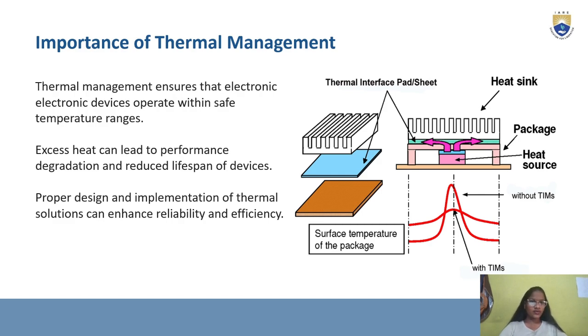Now, here we have a thermal interface, and the upper part is known as the heat sink, and the light pink part is the package. This is the heat source, and without TIMs, without filling the air gaps, the graph goes like this, and with the filling, it is like that. The blue substance is the thermal interface pad or sheet. The surface temperature of the packaging is this graph.